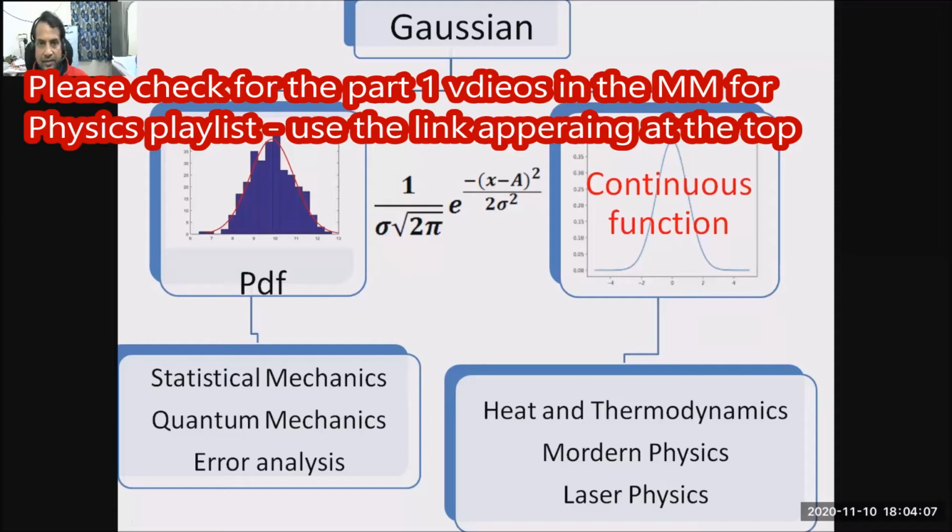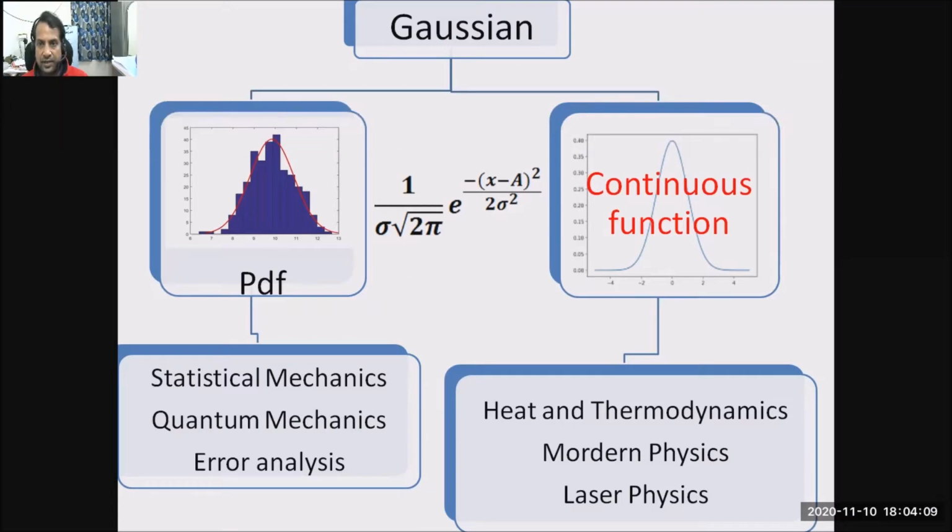Hello everyone, this is part 2 of the Gaussian function. In the first video, we have seen the various parameters and how they affect the function. We had seen two functions. One was not normalized. In this video, we will be using the normalized function, which has two parameters, a as the center and sigma as the width. And we had also seen several examples in physics.